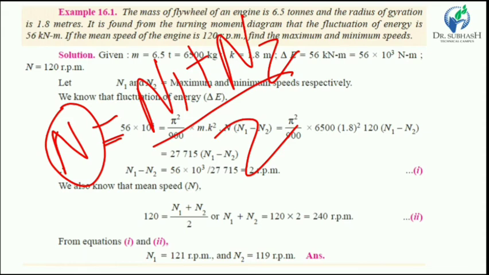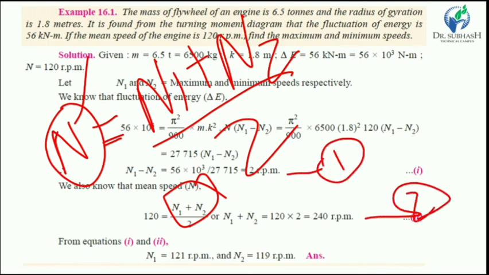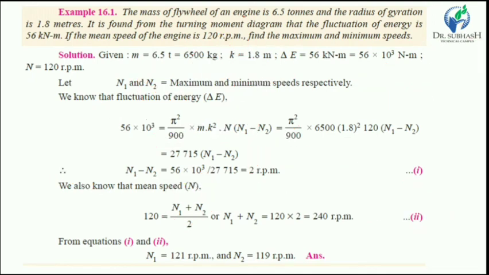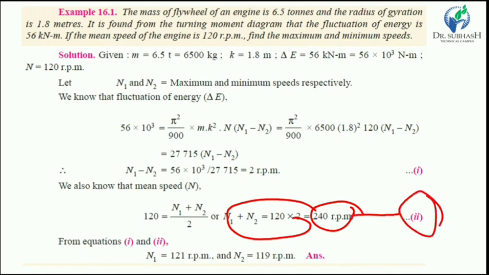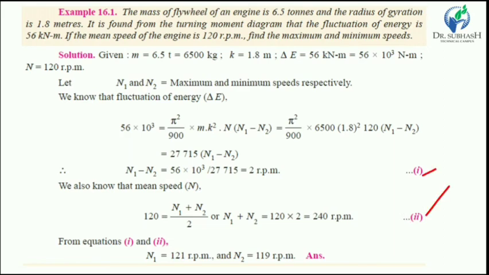So according to that, put the value of n and we get the value of n1 plus n2, and we have two equations, equation 1 and equation 2. n1 minus n2 is equal to 2 rpm, this is equation 1, and n1 plus n2 is equal to 240 rpm, and this is equation 2. So from both equations we can find the values of n1 and n2, and we solve the example.